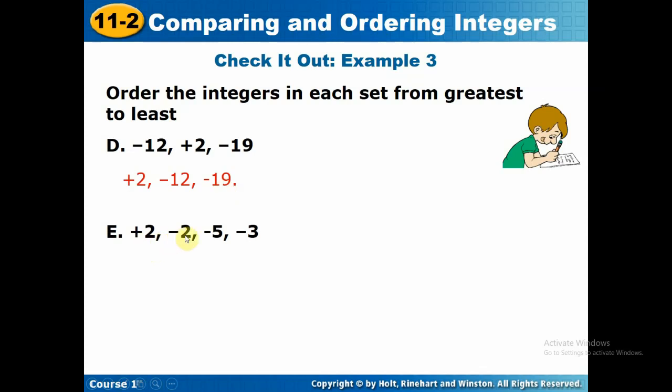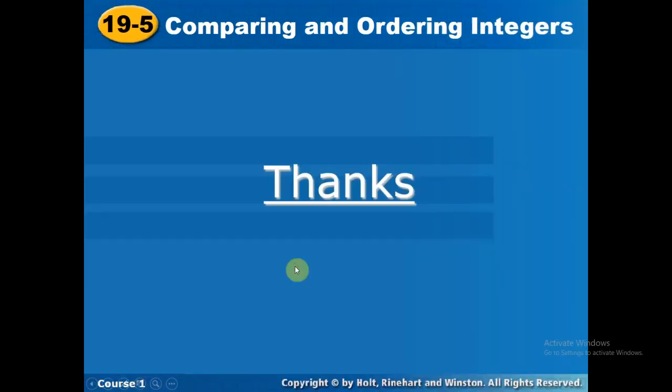Positive 2, negative 2, negative 5, negative 3. Start by the positive number, positive 2, and then the negative numbers, the greatest one is negative 2, then negative 3, and the last will be negative 5. Positive 2, negative 2, negative 3, negative 5. This is the end of our lesson.